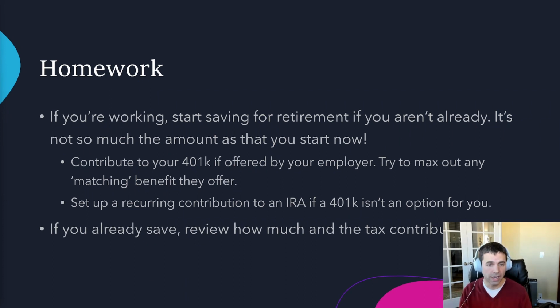So your homework for today is, if you're working, start saving for retirement if you aren't already saving. It's not so much the amount that you start saving with, it's that you start now. Remember all the examples we've done about compounding interest. It's about time and the interest rate. And we talked some about the interest rate and how you can actually get it to 10 or 12% or even more by researching different mutual funds. But it's interest rate plus time. So the sooner you start, the more important.